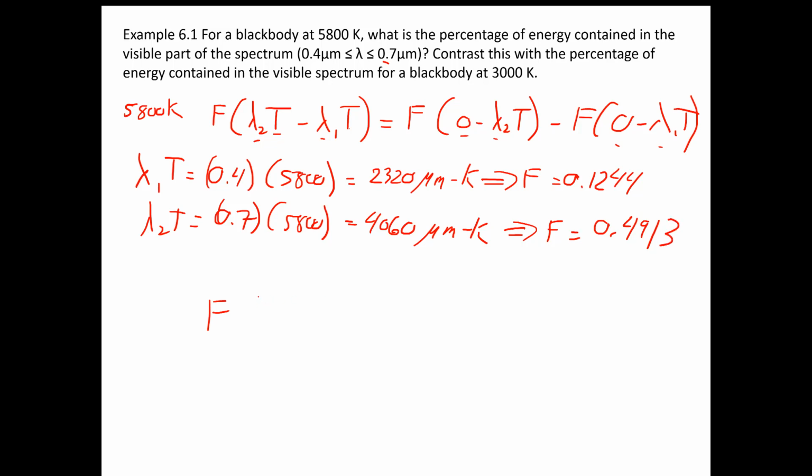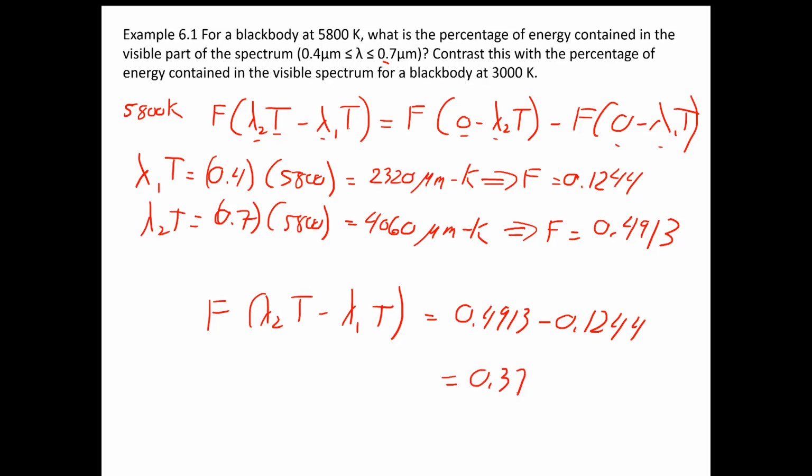So if you do the math, you take 0.4913 and subtract out 0.1244, and you get that 37% of the energy is contained in the visible part of the spectrum for a black body at 5,800 Kelvin.